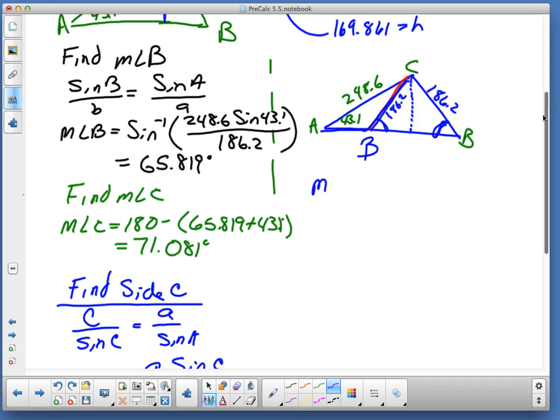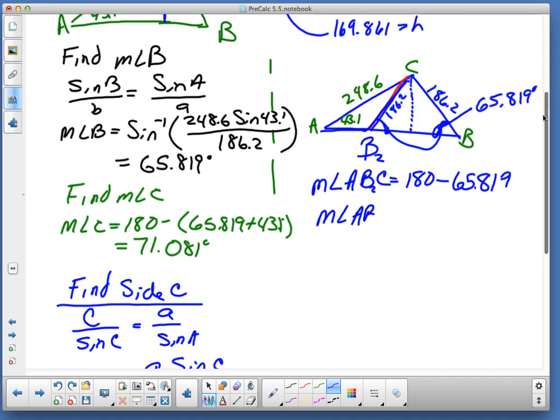I'm really finding the measure of angle ABC, and let's say that's 2, so we denote the difference between the two. It's going to be 180 minus 65.819, because remember, this is 65.819 degrees, and so is that. So I get that done. I know the measure of angle AB2 is 114.181, and that's my first thing I found.